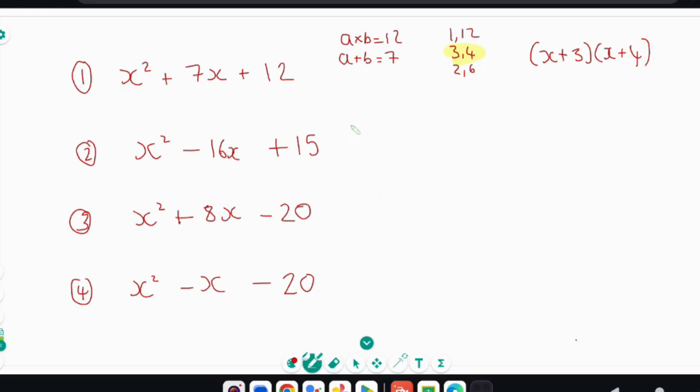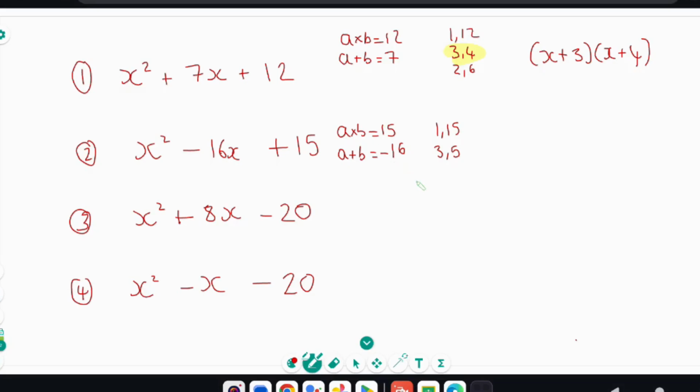Look at the second one. Constant term is 15, so looking for two numbers that multiply to give 15 and add to give, just be careful here, negative 16. The coefficient of x is negative 16. Now, if we think about it, we need two numbers that multiply to give 15. Right, so we've got 1 times 15, 3 times 5. None of these numbers add to give negative 16.